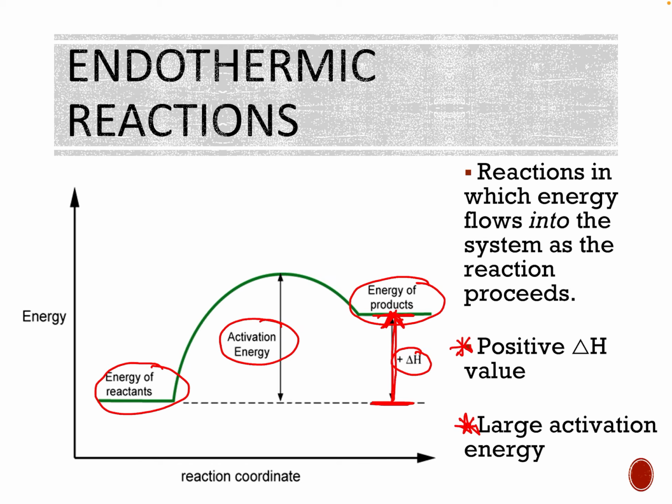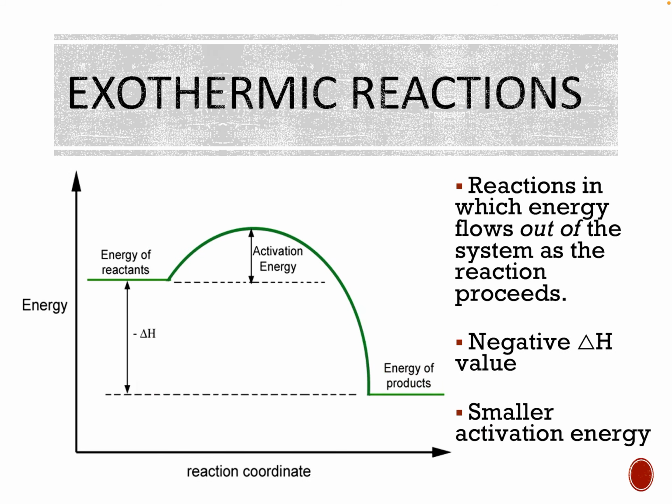But if I asked you to tell whether this was an endothermic or exothermic reaction, you can always tell because the energy of the reactants is below the products, meaning that energy has been absorbed. So exothermic reactions are exactly the opposite. The energy of the reactants will be above the products, which means that over time, energy has been released. So these are going to have a negative delta H value. Most times our exothermic reactions are going to have a smaller activation energy because they're not trying to absorb all of this energy. Okay, so they're going to have a much smaller hump here.